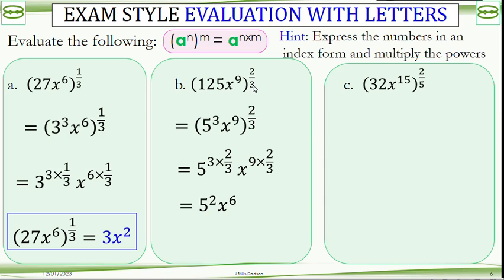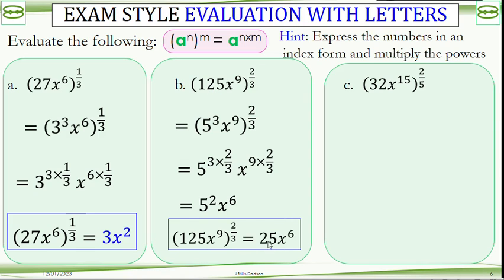So remember the rule: the cube root of the number is 5. 5 squared is 25. Now the cube root of x^9 times 2 over 3 is 6, and that's why it's x to the power 6.